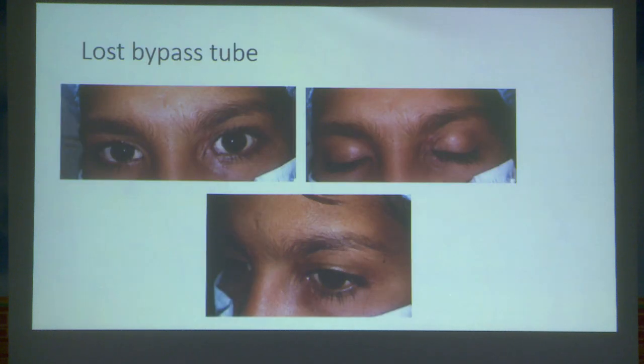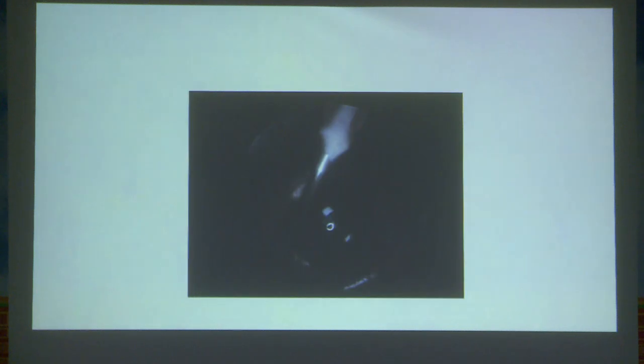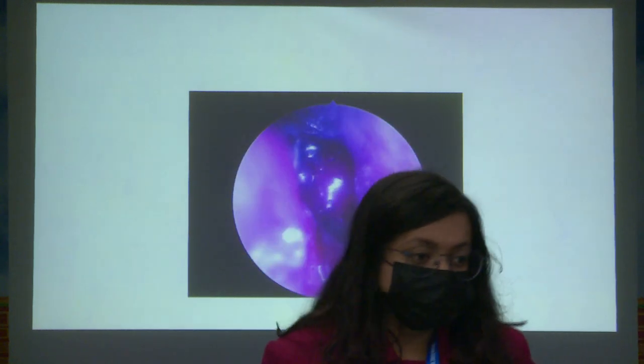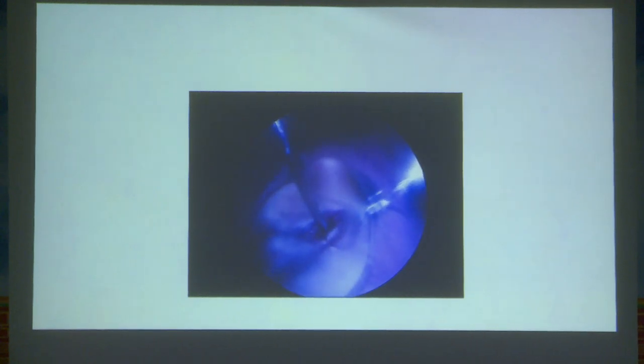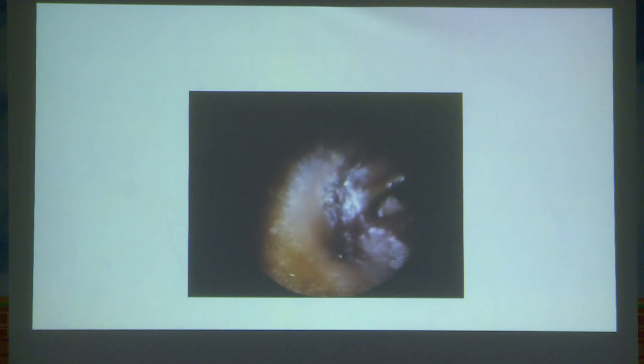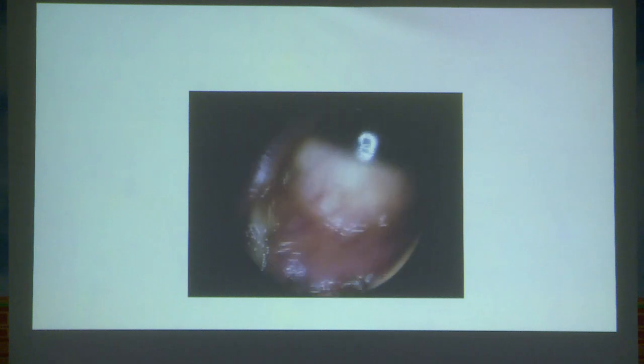One more indication is again a scarred medial canthus where the bypass tube was lost on follow-up. We did a Z-shaped incision for correcting the canthus scar and placed the tube, but after 1 week of follow-up, the tube wasn't found.